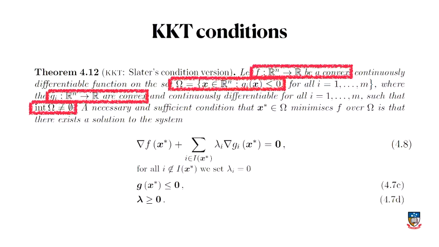The theorem has a bunch of conditions that I've circled here. So f is convex. All the g_i that form the constraints are convex. We have the set omega, which is all the points for which g_i of x is less than or equal to 0. That's the one in the middle there. And that set omega has got to be non-empty. So there's 4 bits of information. We're going to need to use all of these to prove this theorem in both directions.